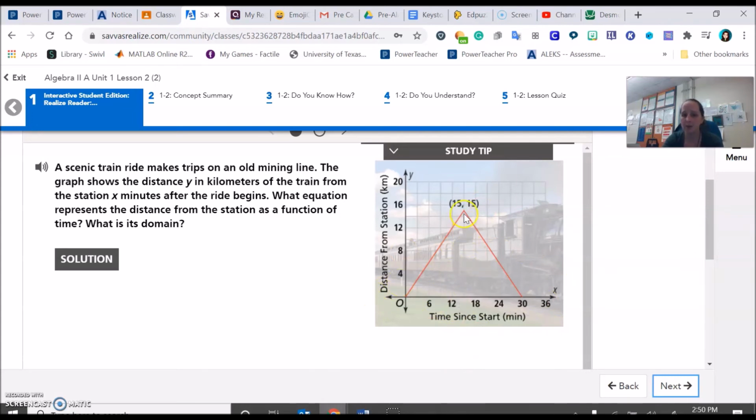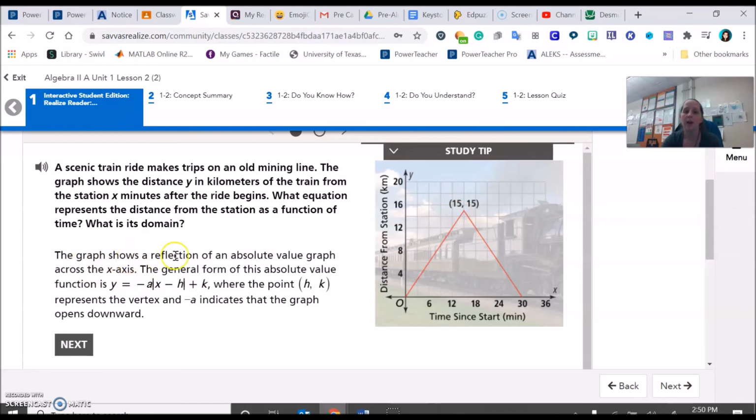And the top, it shifted over. Usually my absolute value function starts at 0, 0. So it shifted over to 15, and it's at 15. Okay, so the graph shows a reflection. We just talked about that. The general form of this absolute value function is y equals negative a times the absolute value of x minus h, plus k, where the point (h, k) represents the vertex and negative a indicates that the graph opens downwards. Okay, so I know that that vertex is (15, 15), so minus 15 plus 15 respectively.